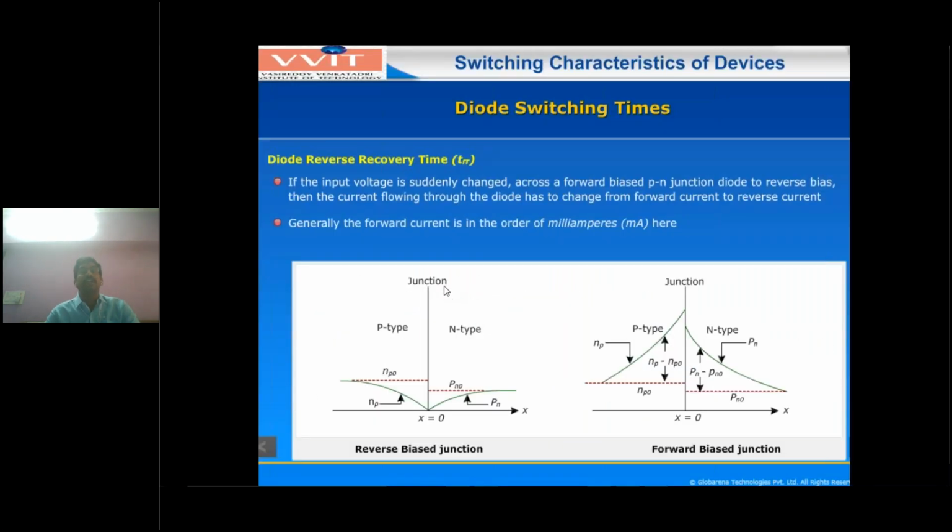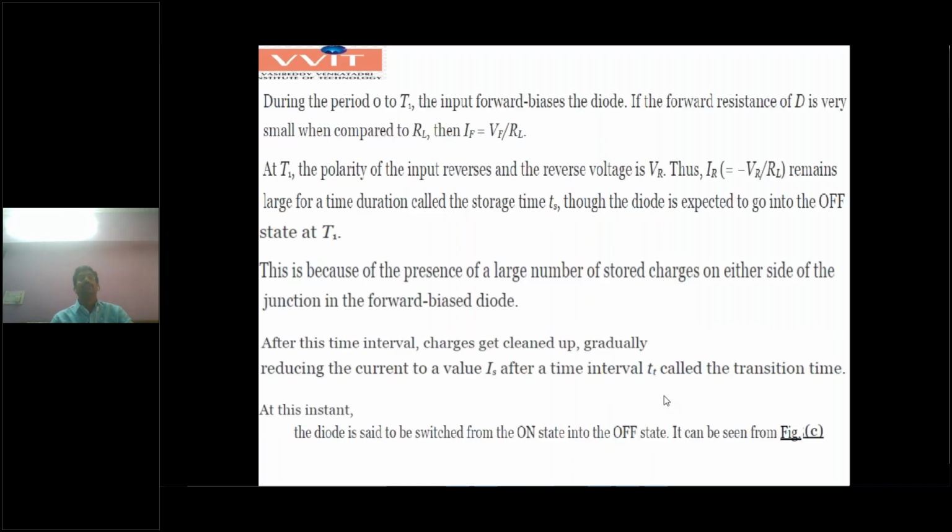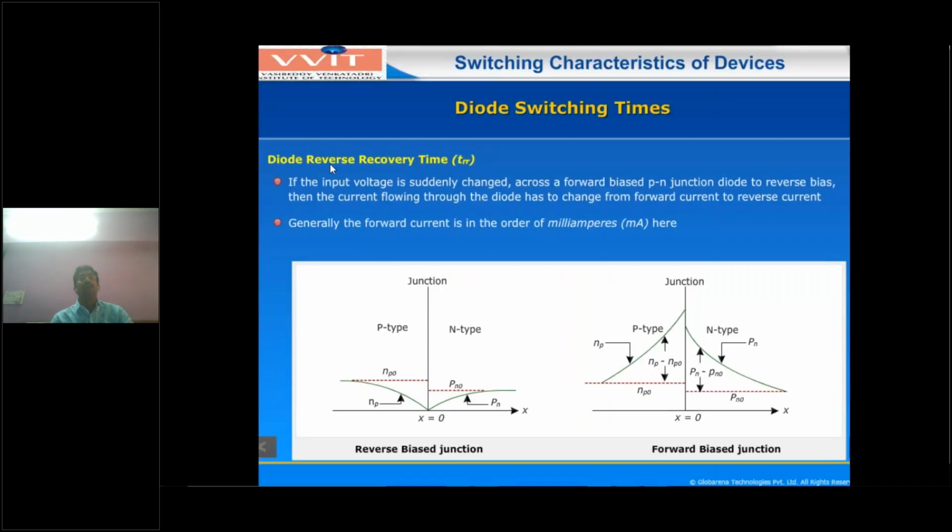And what is the reverse recovery time? Whenever the input is suddenly changed from forward bias to reverse bias, you have to see this one. The input voltage from 0 to T1 is a forward bias condition, IF equal to VF by RL. Whenever the input suddenly falls at t equal to capital T1 to a negative voltage, the current will also be minus VR by RL. So that is the diode reverse recovery time. The input is suddenly changed from forward bias voltage to reverse bias voltage.